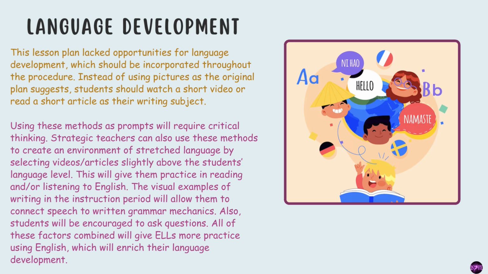So, language development. The original lesson plan didn't really have many opportunities for language development, which should be incorporated throughout the procedure because this is a lesson aimed at English learner students. They do need opportunities for language development because that's what this whole thing is about. But instead of using pictures as the original lesson plan suggests, I think that students should watch a short video or read a short article as the main subject of their writing. So once they watch that video, can they answer questions about that video? Or once they read the article, can they answer a prompt? I think that allows them to think more critically.